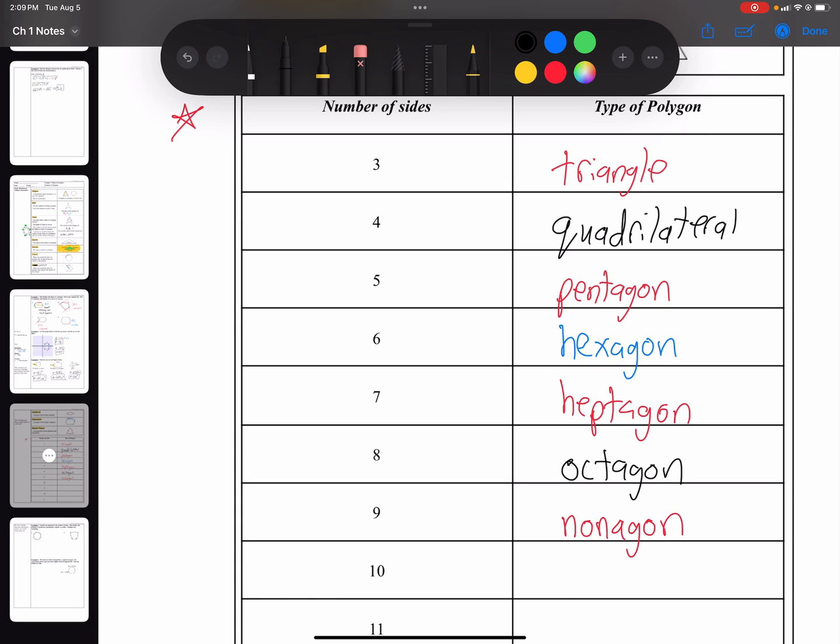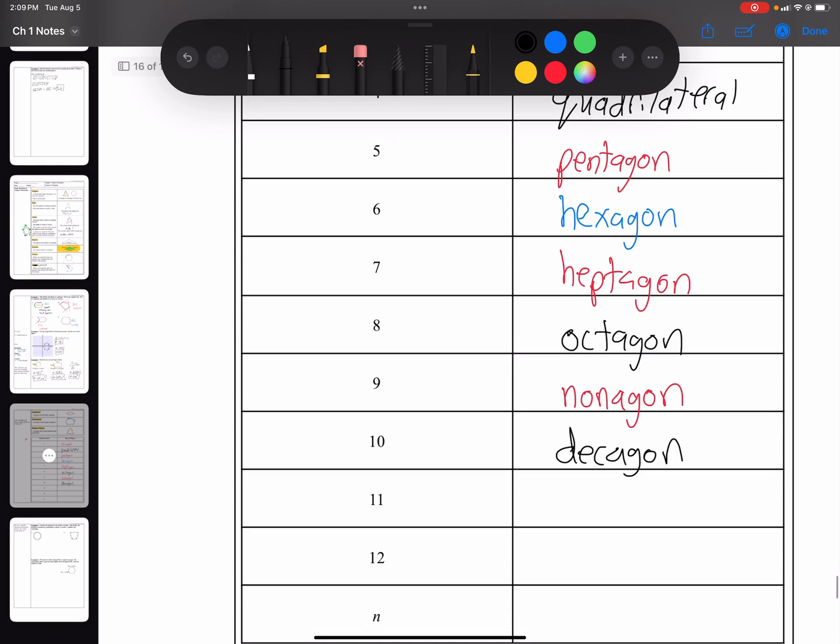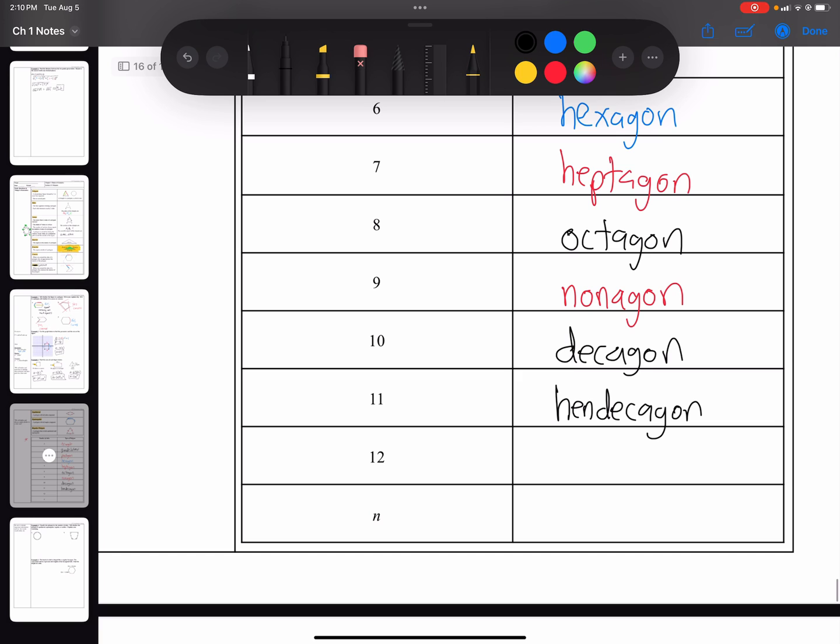10 sides is called a decagon. You think of a decade's 10 years, 10 sides, decagon. 11 is a hendecagon, also referred to as an undecagon sometimes. 12 is a dodecagon. Anything above 12, we just generally use the number and write the word gon. For example, 15 sides we refer to as a 15-gon. Yes, there are other names, but we're only going to hold you accountable for up to 12.